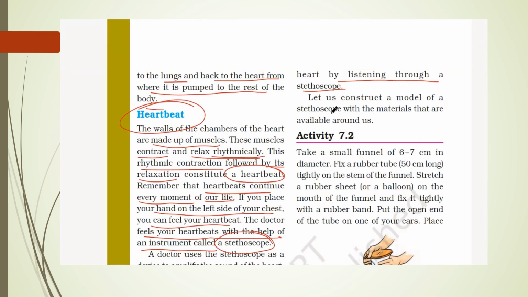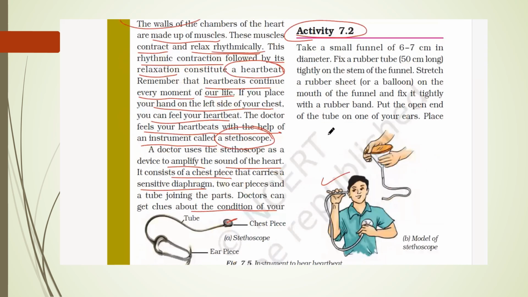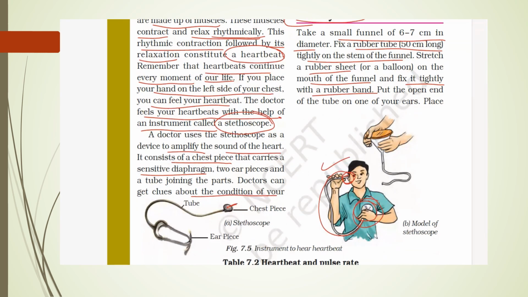Now let us construct a model of a stethoscope at home itself with materials which are available around you. So how the stethoscope is acting, we will do in this activity 7.2. Take a small funnel of 6 to 7 centimeter diameter, fix a rubber tube tightly on the stem of the funnel, stretch the rubber sheet on the mouth of the funnel and fix it tightly with a rubber band. So how is it being done? The funnel is done, there is a rubber tube, you are fixing it tightly, you are holding the rubber tube at your ear, and you are fixing this funnel tightly on your chest, near your heart.